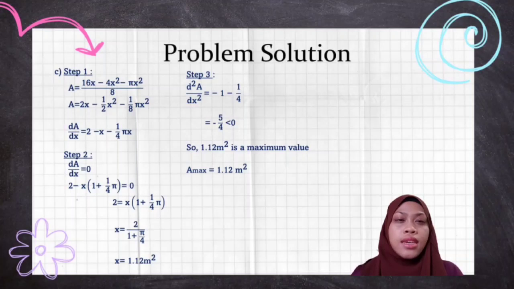The question has mentioned that the area is the maximum value. So to know whether it is correct or not, we proceed to the third step, which is to find the second derivative of the function. So differentiate the dA over dx equal to 2 minus x minus 1 quarter pi x. Then we will get d squared A over dx squared equal to negative 1 minus 1 quarter pi. Then we simplify and we will get negative 5 over 4. As we know, negative 5 over 4 is less than 0, so it means the value is maximum.